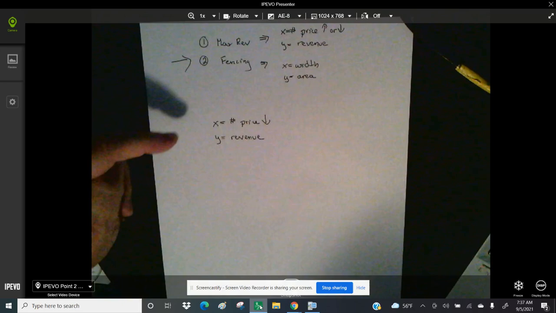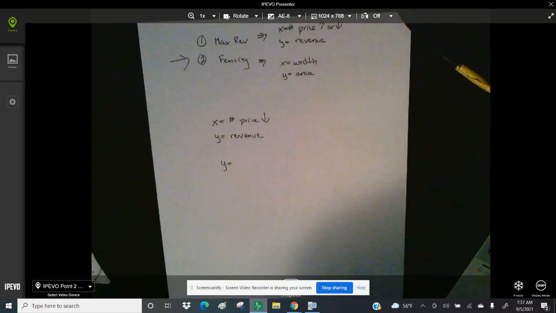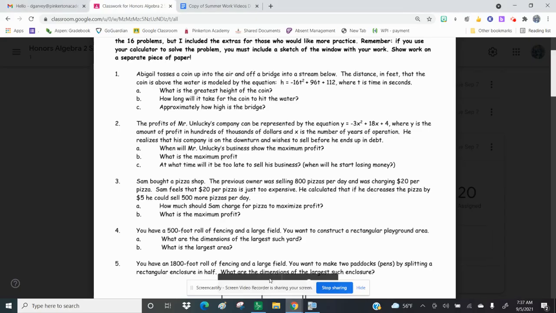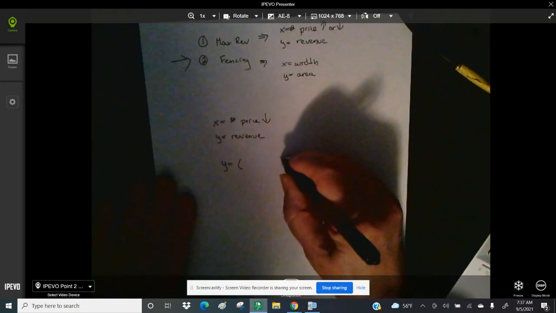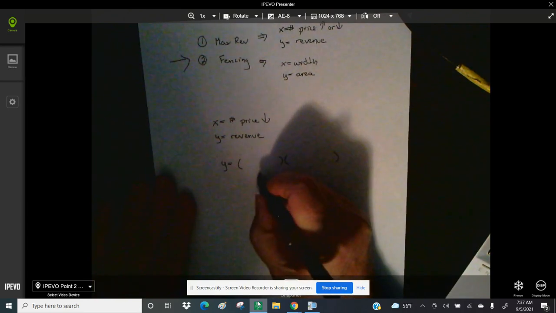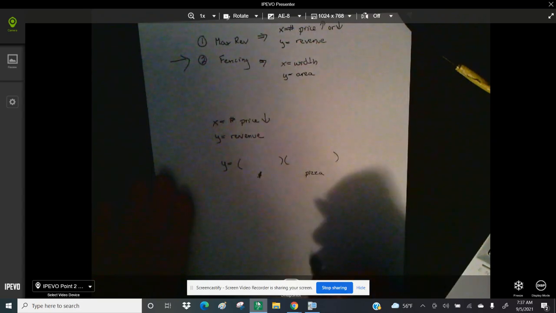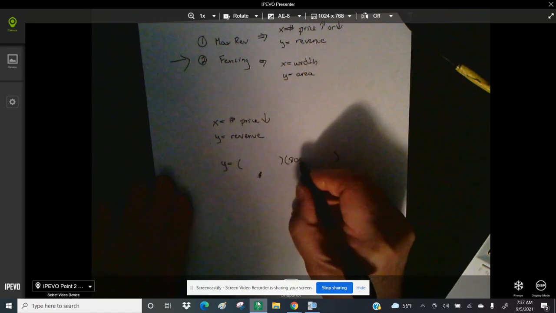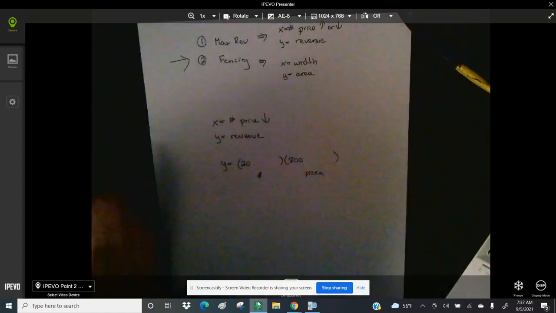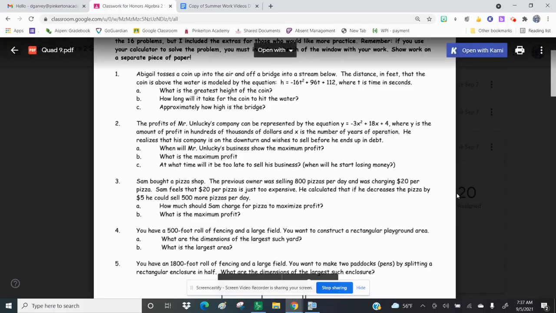Now that we've set x and y, we can write an equation. So our revenue right now today, before we do anything, he's selling 800 pizzas for $20. So if I want to say how much money he's making, this parenthesis being money and this parenthesis being number of pizzas, right now today, he's selling 800 pizzas at $20. Let me just check that. Yep, 800 pizzas at $20.